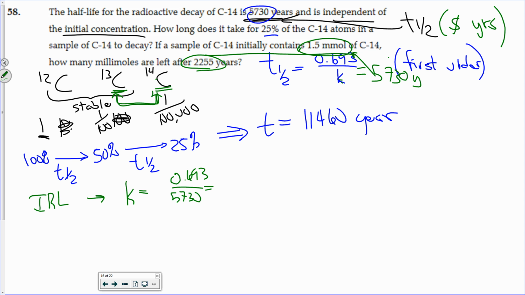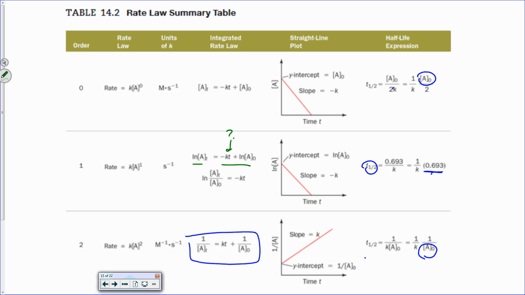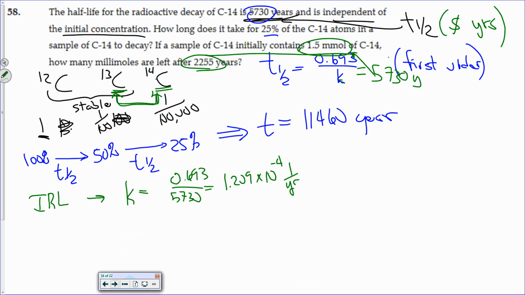It'll be a small number because it's a very slow decay. Put it in scientific notation. And the units we have for it, normally it's inverse seconds, here it's inverse years in this case. Okay, so now I know what K is. I can go to the integrated rate law. The integrated rate law for first order says the natural log of the amount as a function of time is equal to negative KT plus the natural log of the initial concentration. So I'm going to plug that into the problem.